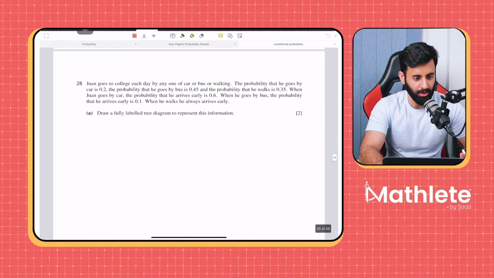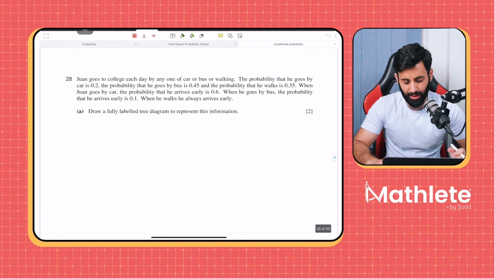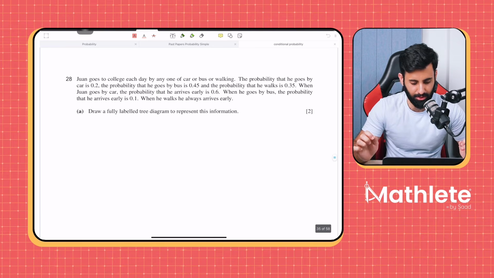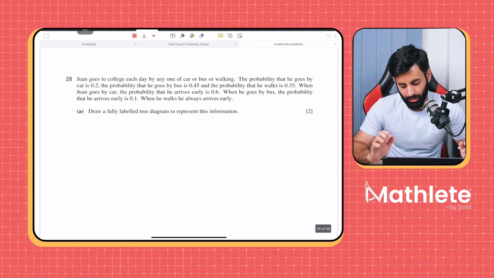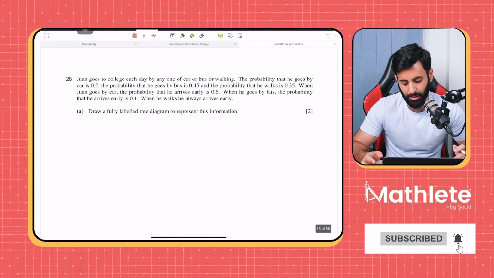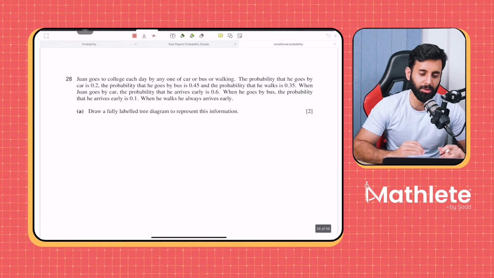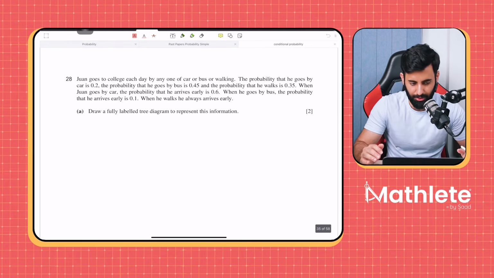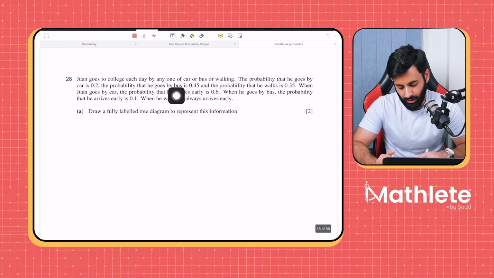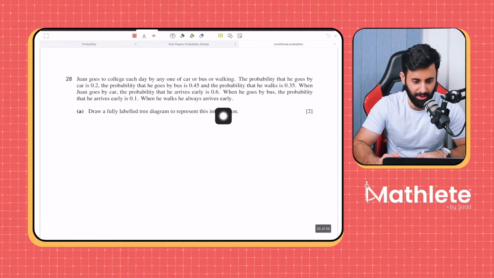It says here, Joanne goes to college each day by any of car, bus, or walking. The probability that he goes by car is 0.2, the probability that he goes by bus is 0.45, and the probability that he walks is 0.35. So first, don't start making a tree diagram immediately. First make sure that you read the question carefully. When Joanne goes by car, the probability that he arrives early is 0.6. When he goes by bus, the probability that he arrives early is 0.1. When he walks, he always arrives early.